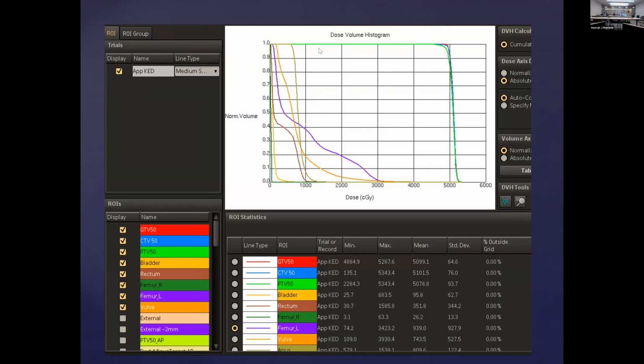So you can see that the tumor is getting 5,000 beautifully, and everything else is getting less. So for instance, in purple here is the left femur. And you can see that half of the femur, 50% of the femur, is getting less than 500 centigray. That's a nice plan. The more everything is over to the left, normal tissue is getting nothing. And the more your target is getting 100%, the better the plan is. You can compare different plans and you decide which one you like.